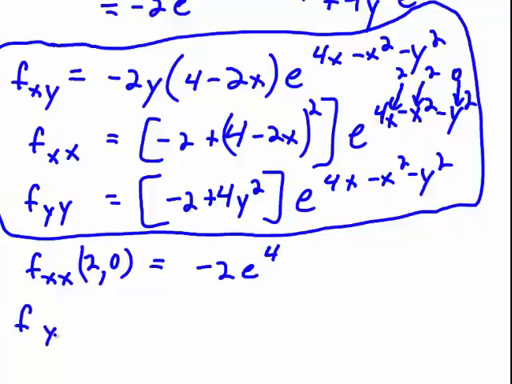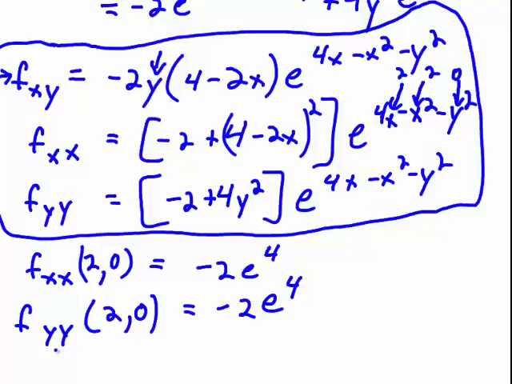And then f sub yy at (2, 0). If I plug in 0 for y, I get a negative 2 in front of the exponential function again, and it'll be the same values of x and y that I'm plugging into the exponential function, so I'll get e to the 4th here as well. And when you evaluate the mixed second partial at x equals 2, y equals 0, this whole thing just zeroes out because y is 0. So f sub xy of (2, 0) equals 0.